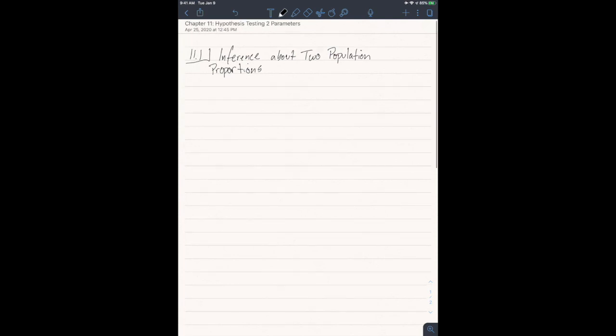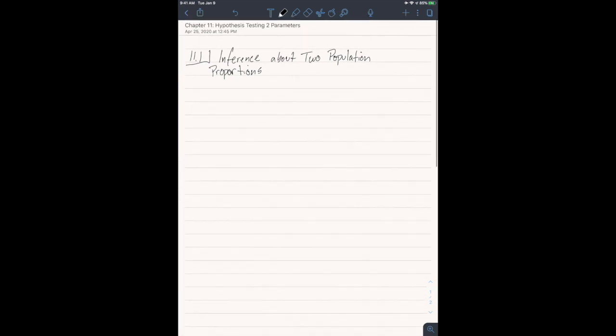Which is really just a fancy way of saying we're going to be hypothesis testing for two proportions at the same time. So in chapter 10, if you remember, there was a claim about a proportion, that the true proportion is equal to something, and then we go out, we get a sample, and then that sample is either enough evidence to refute that claim or reject H0, the null hypothesis, or it's not sufficient evidence against the null, and we fail to reject the null. In this case, we're going to have two population proportions.